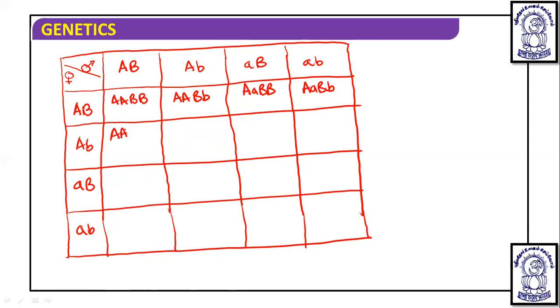Here, by fusion of these two, capital A, capital B, small b will be produced. Capital A, small b is there. Capital A, small a, capital B, small b is there. And capital A, small b is there. Then capital A, small a, capital B, capital B; capital A, small a, capital B, small b. Here also you will find capital A, small a, capital B, small b.